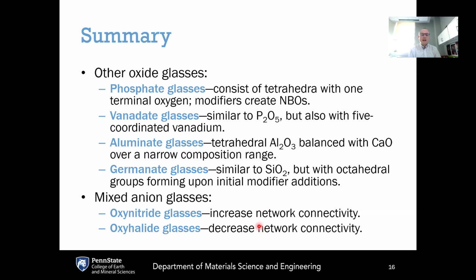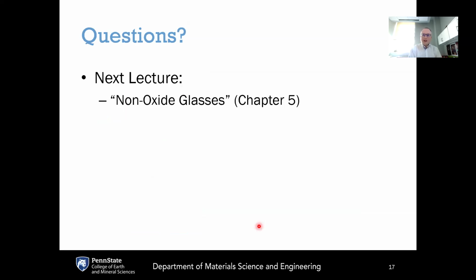We also have mixed anion glasses. That includes oxynitride glasses, where the incorporation of nitrogen increases the connectivity of the network, and oxyhalide glasses, where the incorporation of halide ions decreases the connectivity of the network. All right, that does it for oxide glasses in Chapter 5.